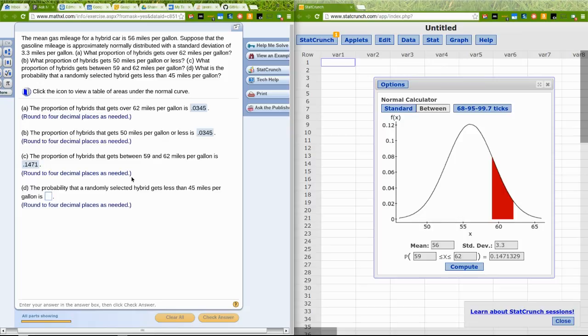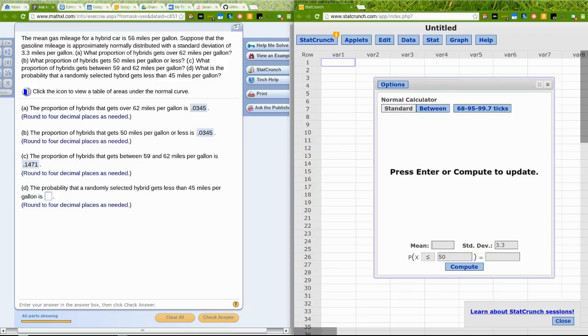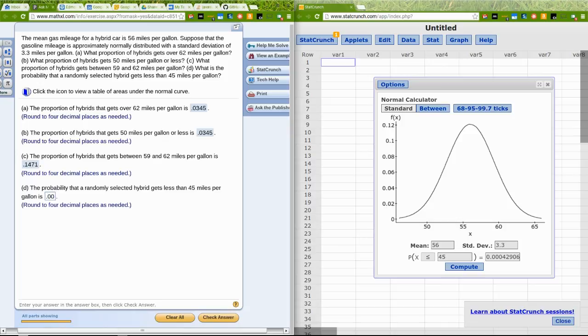Yep. And then the last question: the probability that a randomly selected hybrid gets less than 45 miles per gallon. We go back to the standard tab. This is going to be a really low probability, since it's a lot of standard deviations away. Oops, I changed the wrong thing. That should be 56, the mean, and I want to know the probability that it's less than 45. This should be pretty low, yeah, that's less than 1% for sure. 0.0004, it looks like.